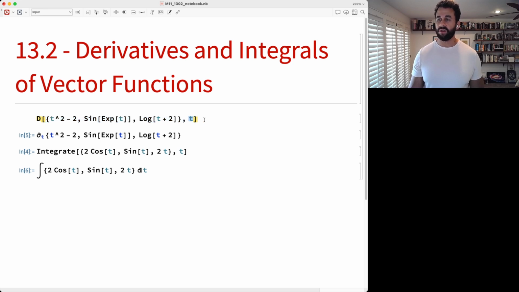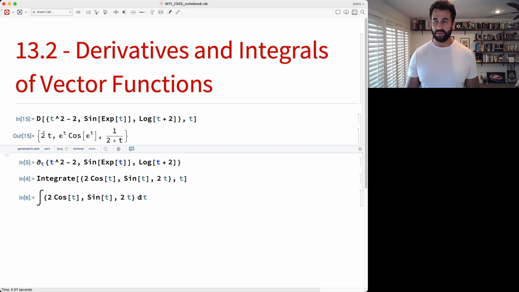I have to indicate what I'm differentiating with respect to, right? How do you know what you're differentiating with respect to? You got to tell the computer. So I'm differentiating with respect to t, and this is what it gives me.